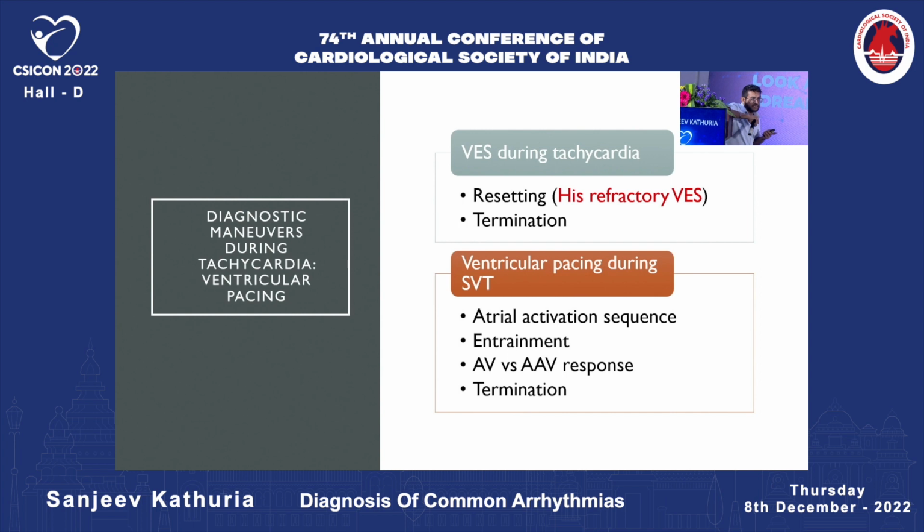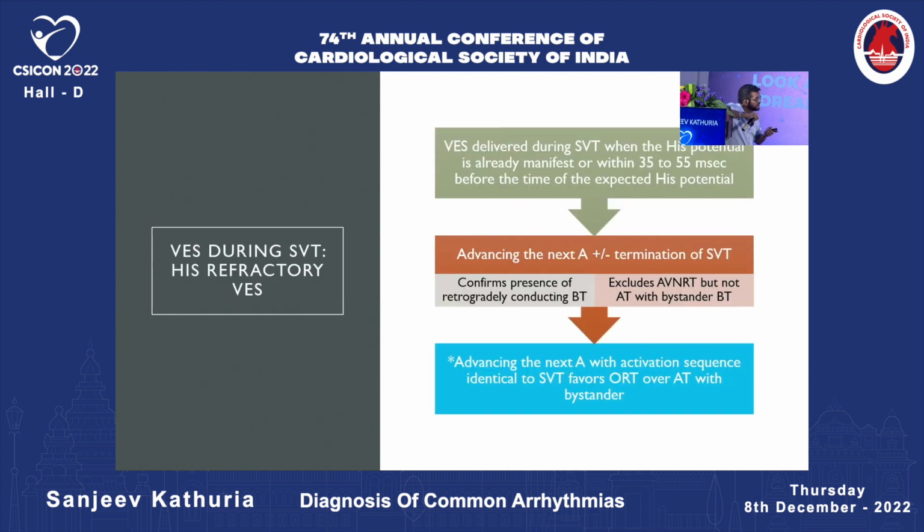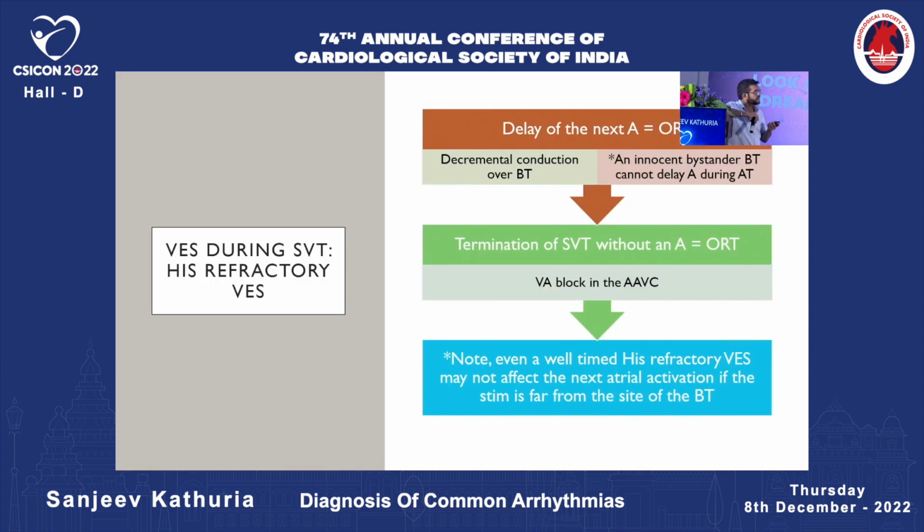You can do a resetting. The most important are His refractory VPC and entrainment. So I'll concentrate on these two, the His refractory VPC and the entrainment. Now, most important thing, you deliver a His refractory VPC. Since the ventricle is not a part of your circuit, AVNRT will not be affected, while an AVRT either can be advanced, or it can be delayed, or it can even break.